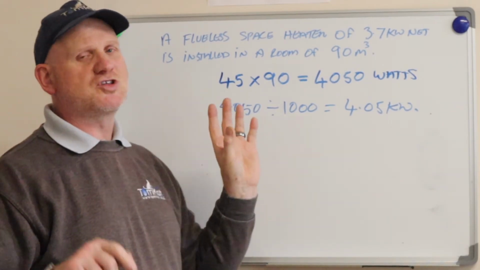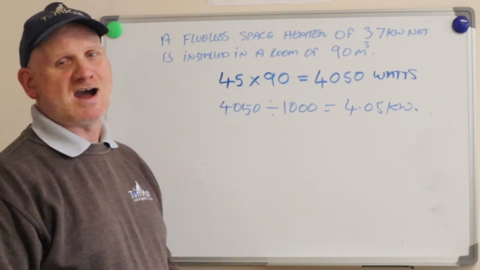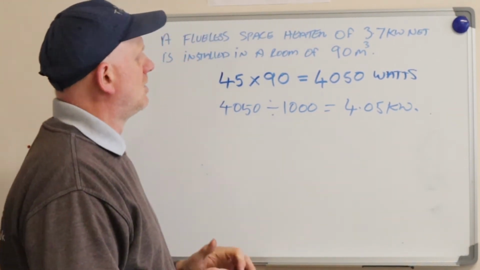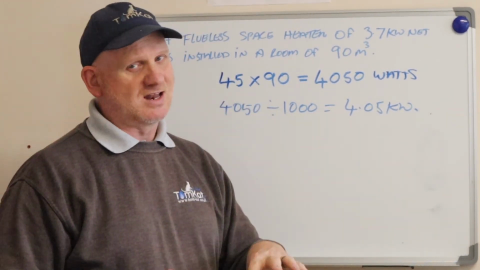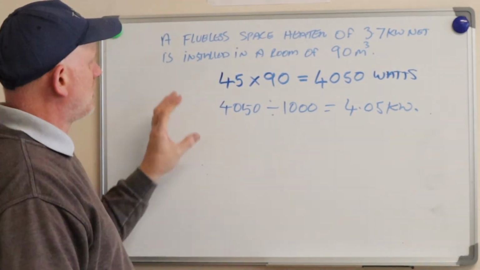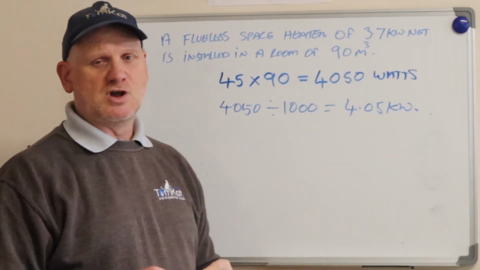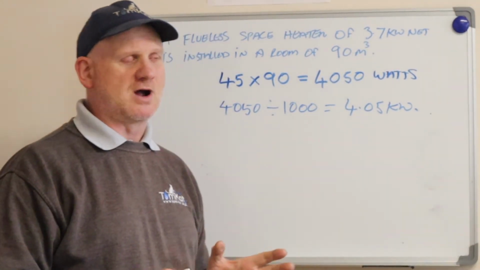Now, if the room was too small for this fire, then it would be deemed as at risk. But if it failed its flue gas analyser readings, the flueless space heater, then it would be ID. So we know the room's big enough. So the next one we need to do is work out what size vent we require.